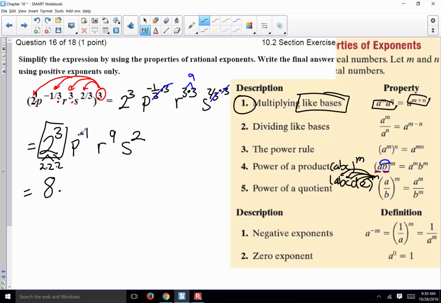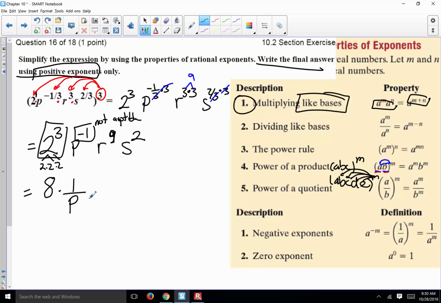And then, are we gonna do anything about p to the -1? Yes, we have to flip it. Because they say write the final answer using positive exponents. This is not acceptable. Not acceptable, negative power.